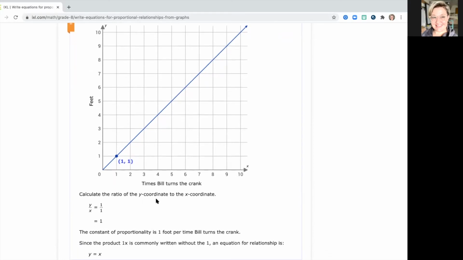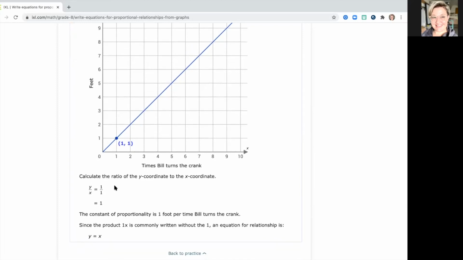So then we're going to calculate the ratio of the y coordinate to the x coordinate. We take the y coordinate, which is 1, and divide it by the x coordinate, which is also 1. In this case, we can do the actual math part in our head now that we understand how to do it. So we find that the constant of proportionality is 1 foot per time Bill turns the crank. Since the product, which just means when you multiply these two together, is commonly written without the 1, the equation for the relationship is just y equals x.